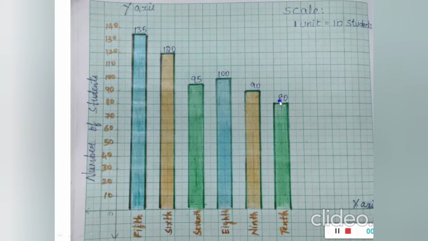And here along the x-axis we have to mention the classes, 5th, 6th, from 5th to 10th, and along the y-axis we have to mention number of students. All these will carry marks. Then only the graph is full.